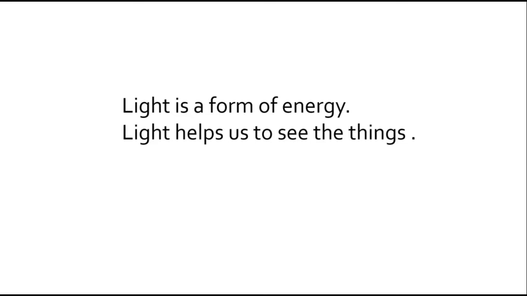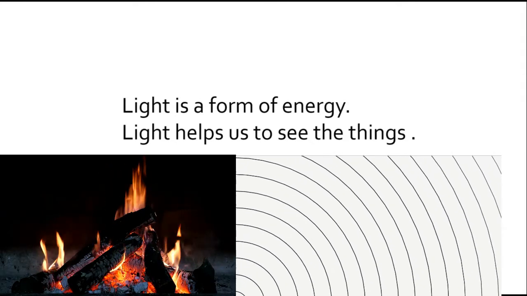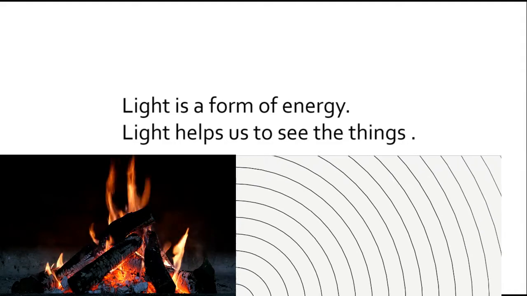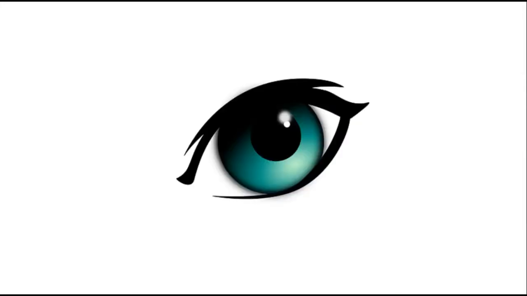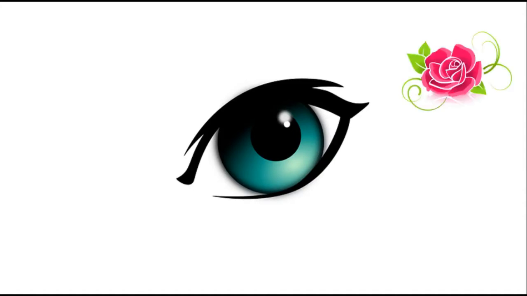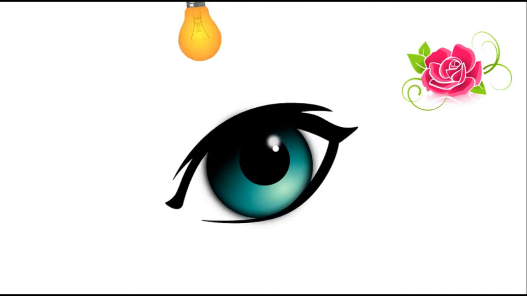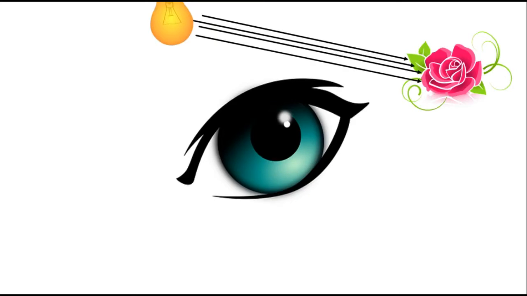You all know light is a form of energy, like any other energy, for example, sound energy, heat energy, and so on. Light helps us to see the things. For example, if there is an object, let's say a flower, in front of your eyes, and light falls on the flower, you all know that it reflects light in all directions. Some of the reflected light enters into our eye.